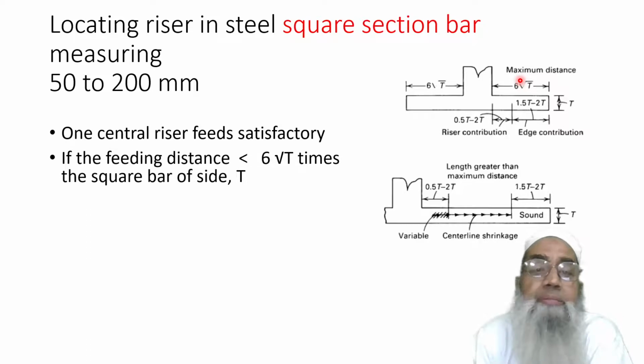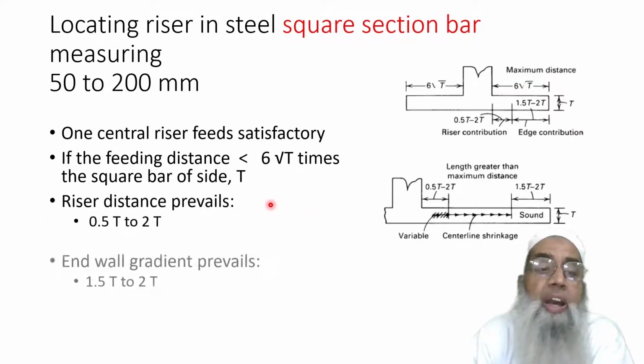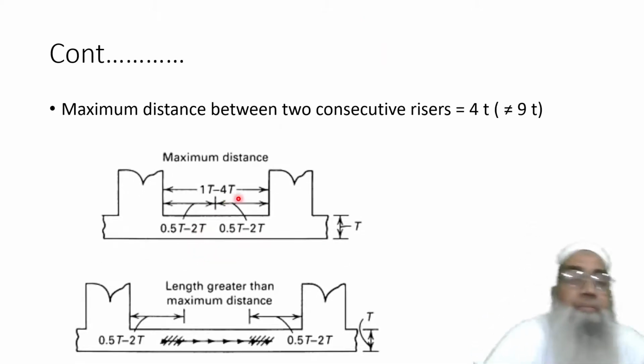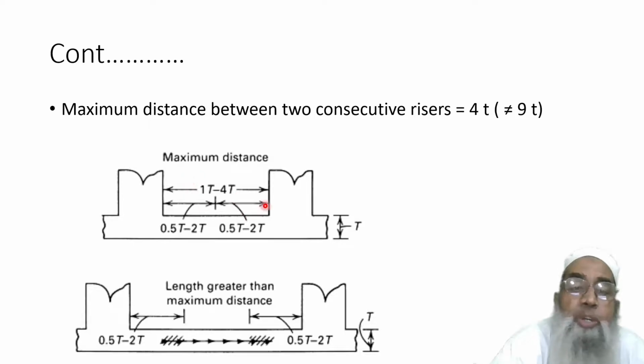Now, therefore, this gives the square bar. Now, if we look into what should be the maximum distance if two risers are applied, how far apart they can be placed so that they can feed efficiently.